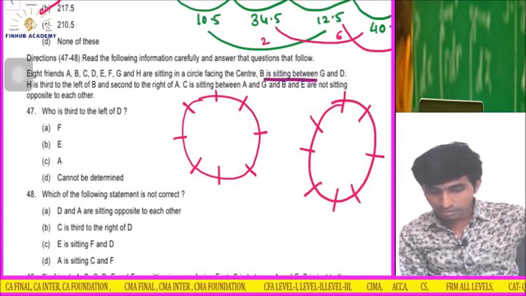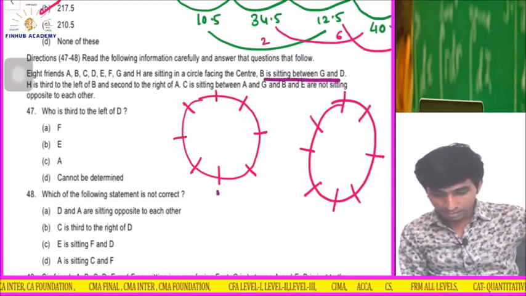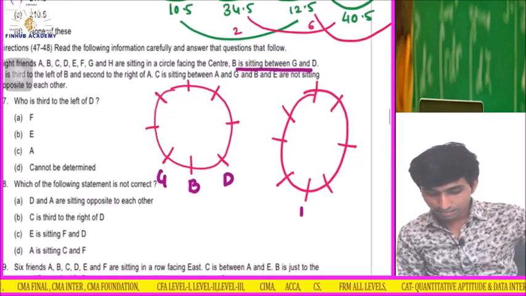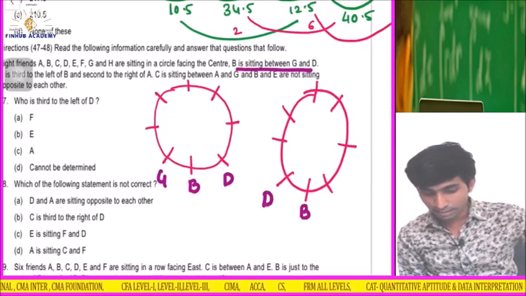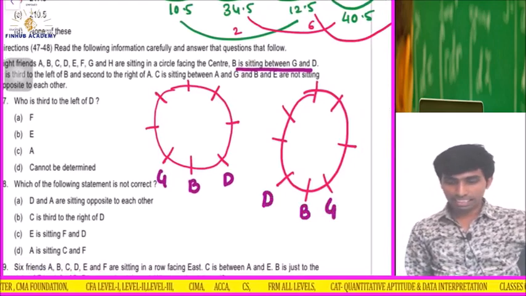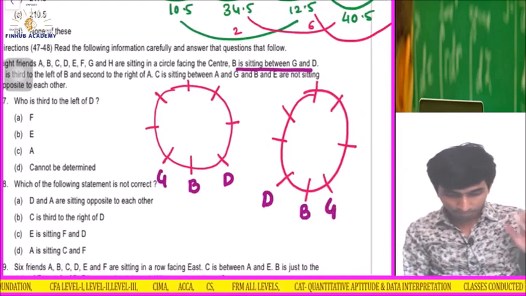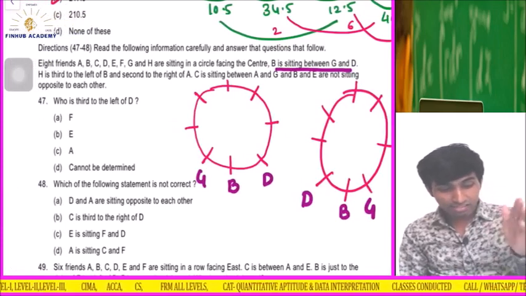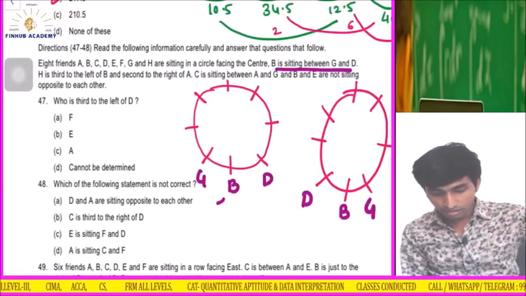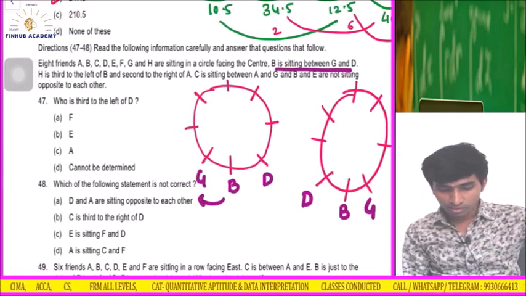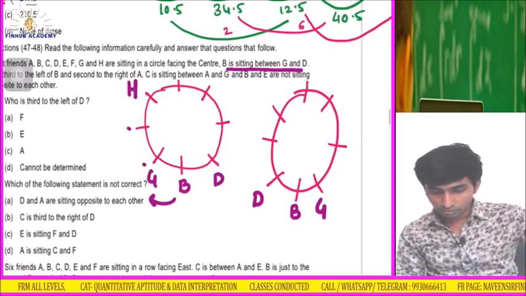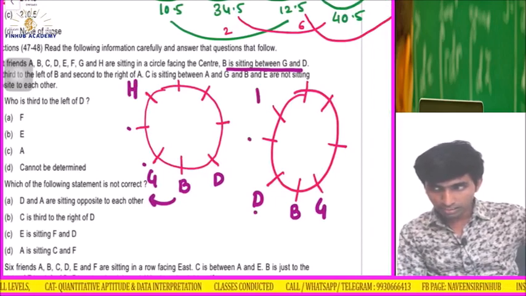B is sitting between G and D. So that means if B is here, the arrangement can also be this, D comma G. H is third to the left of B. Left of B means 1, 2, 3. H will come here.